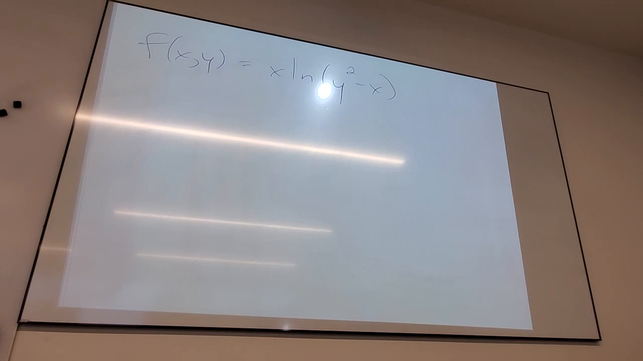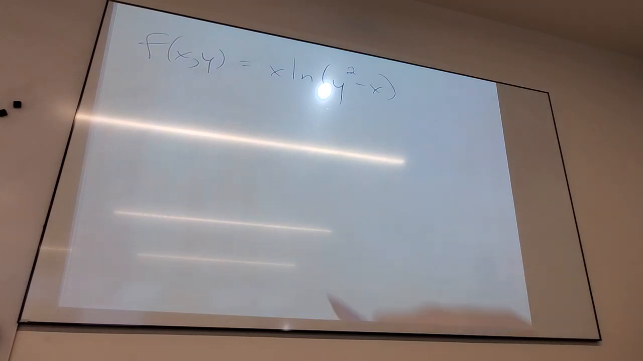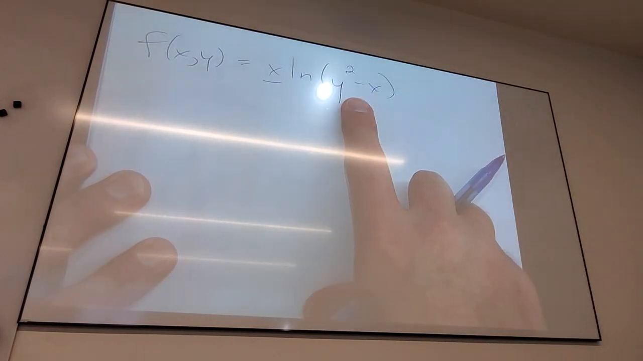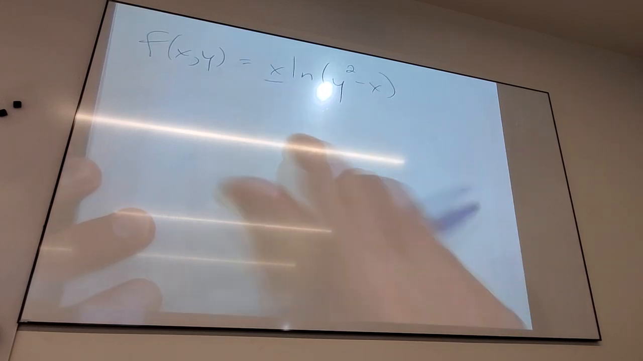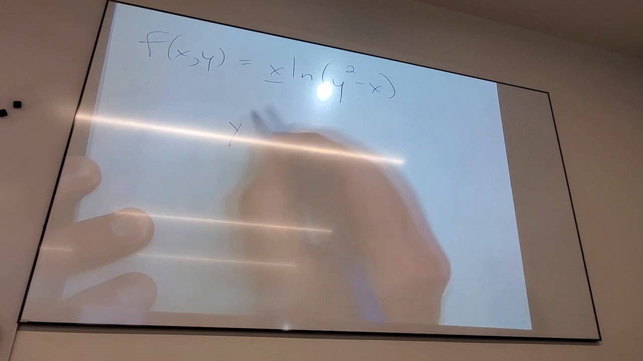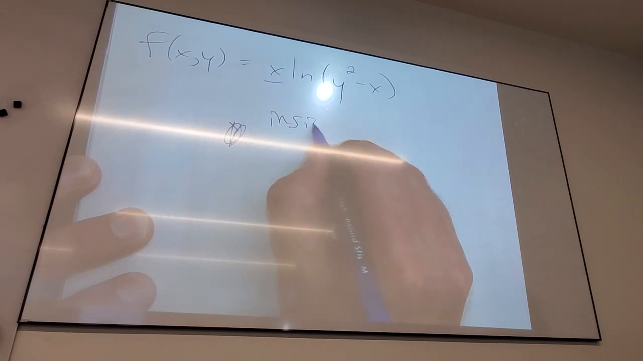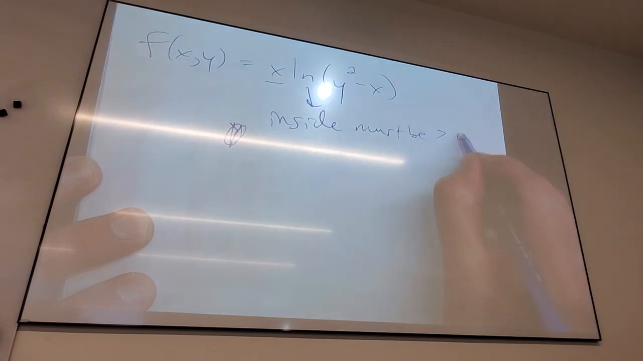Can somebody tell me, very obviously, what part of this gives us trouble? The natural log, yes? The x is fine. Take whatever you want. But what's got to be true about the input of a natural log? And what's the input of the natural log here? Let me just do this. The inside must be greater than 0.